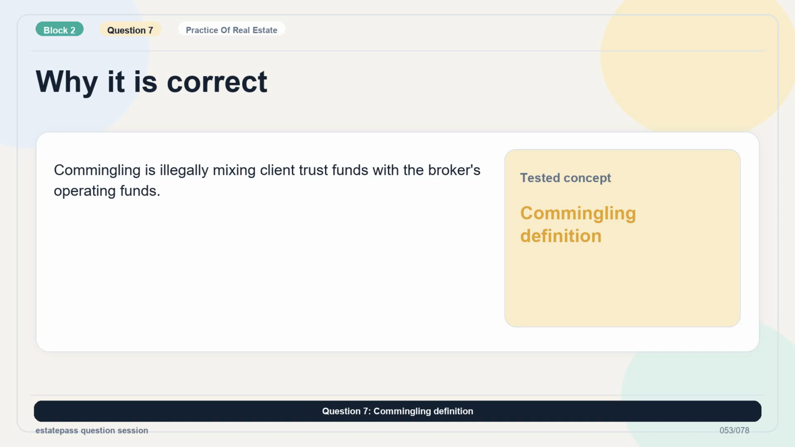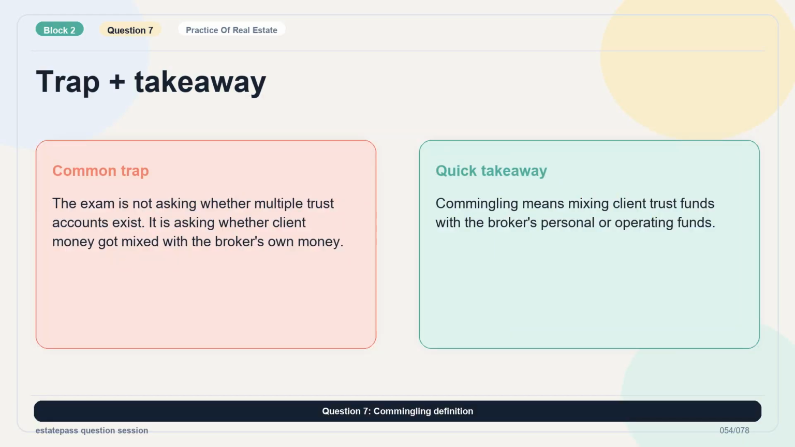Explanation. Commingling is illegally mixing client trust funds with the broker's operating funds. Common trap. The exam is not asking whether multiple trust accounts exist. It is asking whether client money got mixed. Quick takeaway. Commingling means mixing client trust funds with the broker's personal or operating funds.